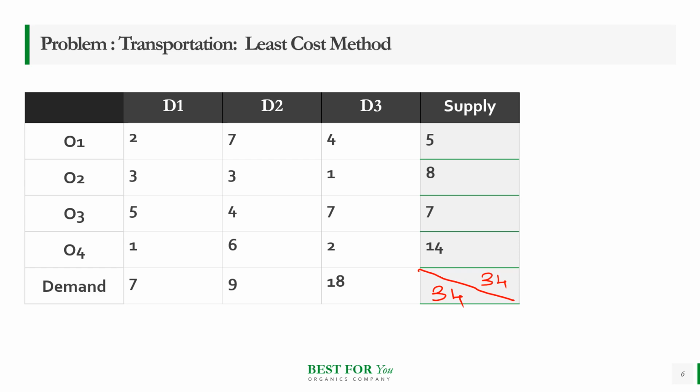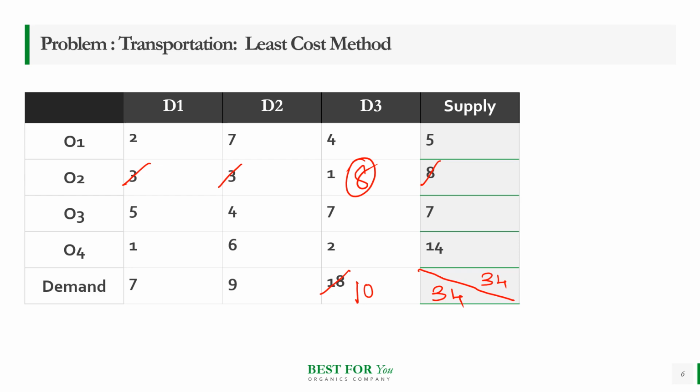So let us start the allocation here. What is the demand? The demand is 18 and the supply is 8, so how much I can allocate here is only 8. The entire supply got over, so I have to cross out the entire row. My demand is going to remain as 10.